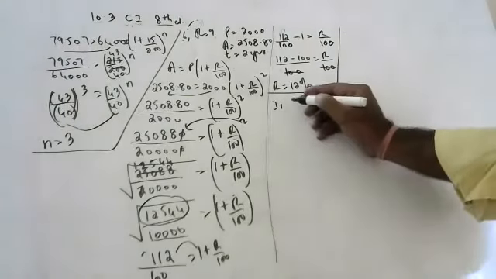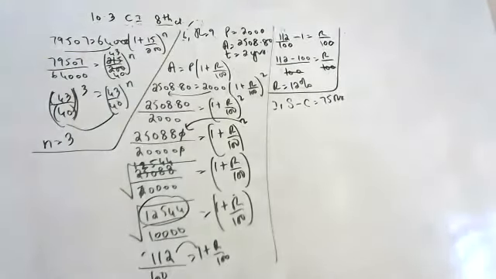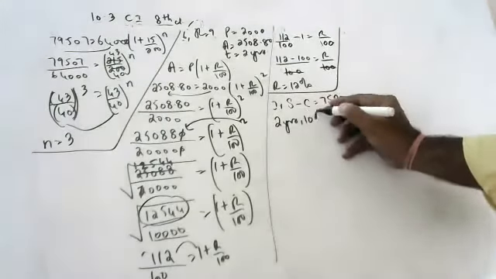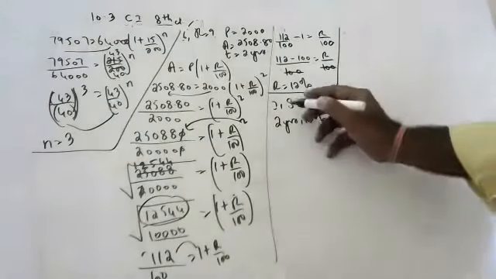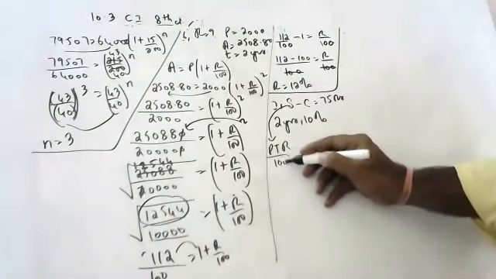Next question: the difference between simple interest and compound interest is 75 rupees for 2 years at the rate of 10% per annum. Find the sum. What is the simple interest formula? PRT by 100.